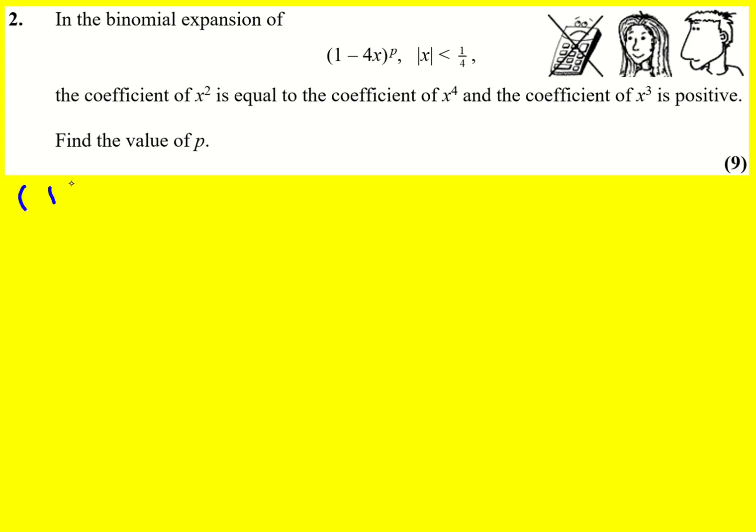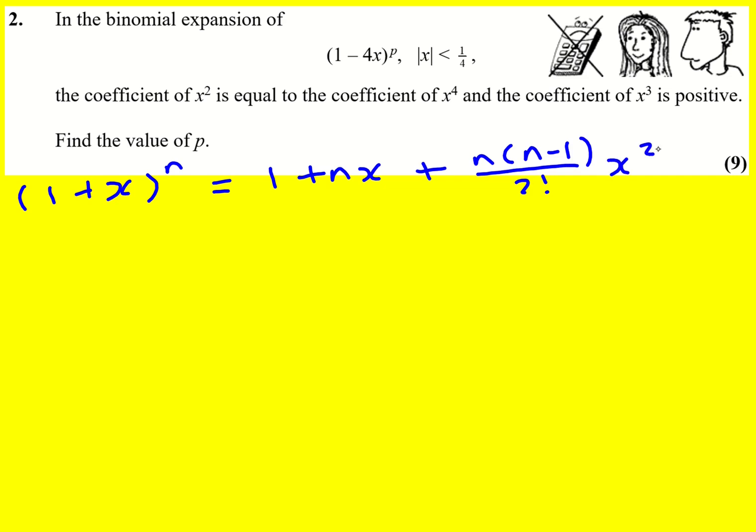First things first, make sure you know this binomial expansion. 1 plus x all to the n, where n could be a rational number, is 1 plus nx. And then you just do n minus 1 over 2 factorial x squared. And we keep going the same kind of way, just lower again. Divide now by 3 factorial, and so on.